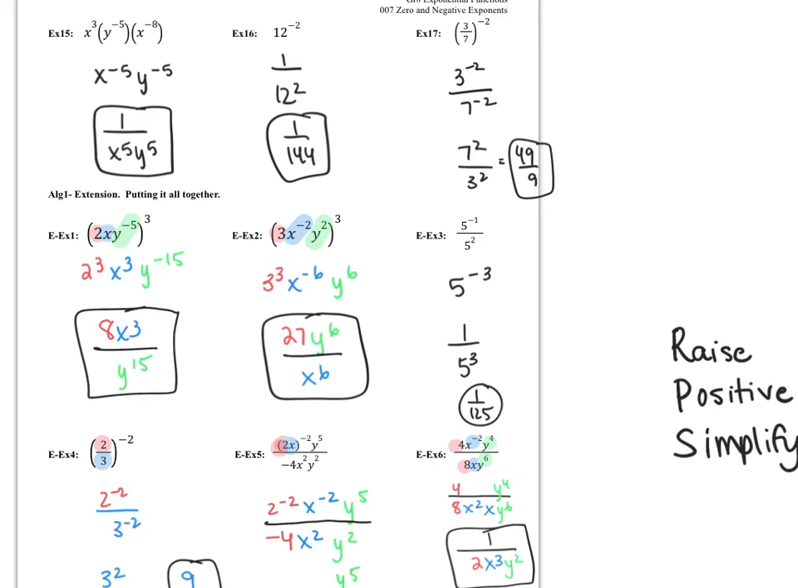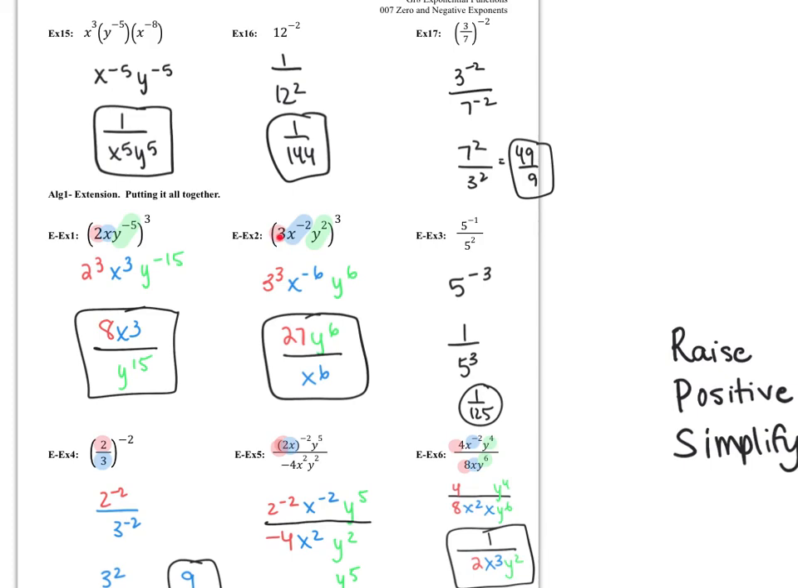The next thing I'm going to do is make my y exponent, which is negative, positive by bumping the y to the denominator of my fraction. The 2 to the 3rd means 2 times 2 times 2, that's 8, and x to the 3rd, those 2 items get to stay in the numerator because they already have positive exponents.